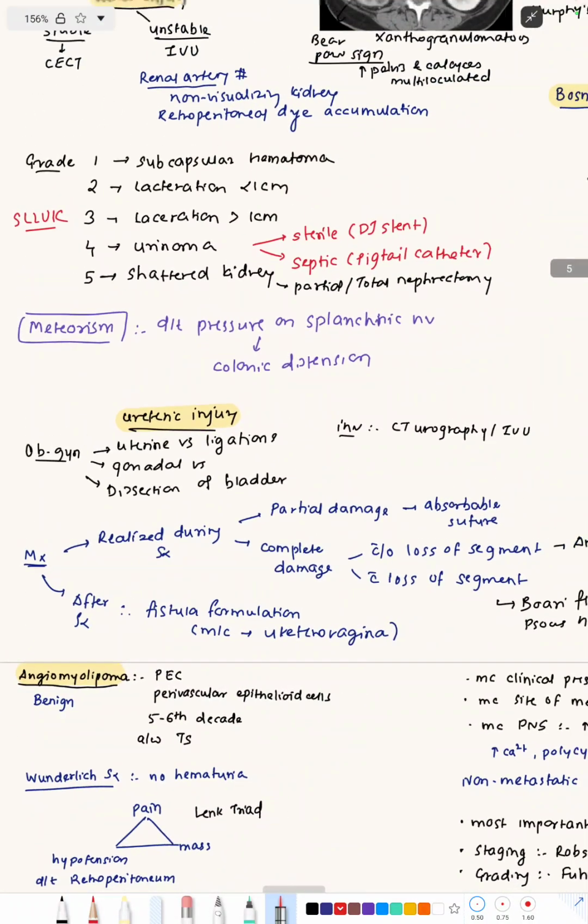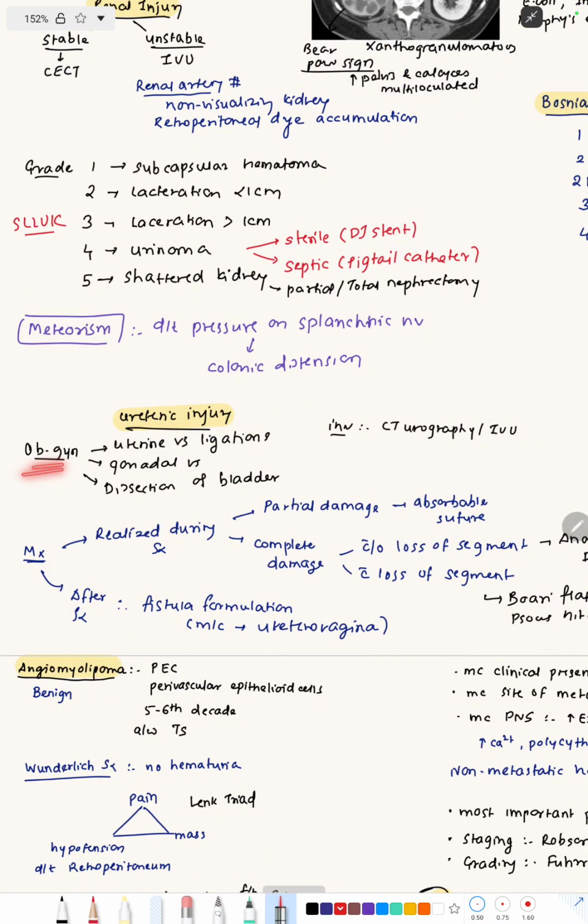The ureteric injury more commonly happens in the OBGYN surgeries like hysterectomy and all, salpingotomy, wherein the points of ureteric injury will be uterine vessel ligations, gonadal vessel ligations, or the dissection of bladder. So ligation of uterine or gonadal vessels and bladder dissection. Investigation: CT urography or intravenous urography.